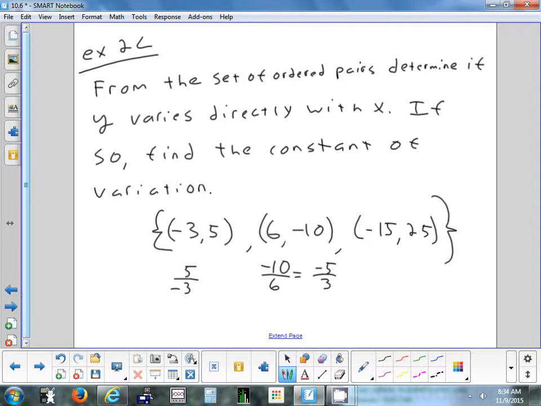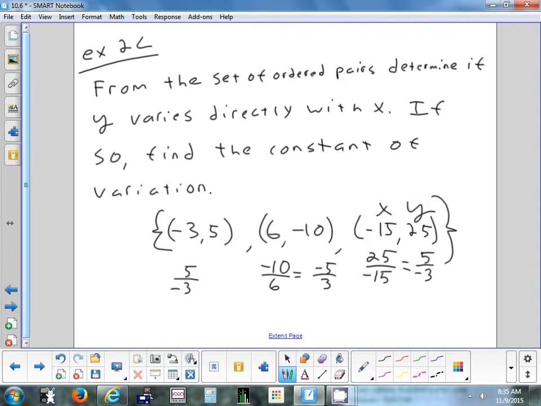Can I stop and say, yep, direct variation? No. Got to check them all. Okay. Ben, what's my last one? Negative 15 and 25. So what goes on top? Negative 15 goes on top. Yep. I meant 25 over negative 15. There you go. Okay, and what number is the top and bottom divisible by? 5. 5 goes into 25 5 times. 5 goes into negative 15, negative 3.